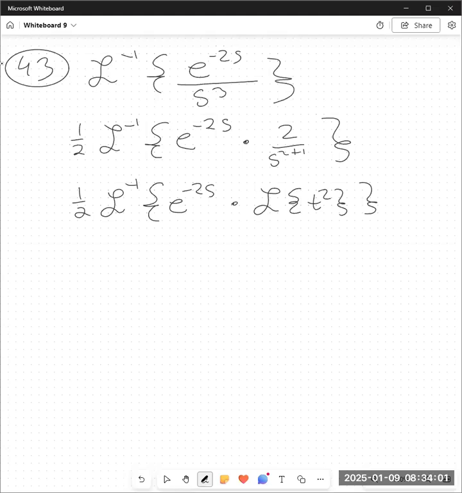So this is 1/2. And then we have t minus 2. That's my t minus a. And then this is squared, because that's what that function is. Unit step function t minus 2. That's my t minus a again.